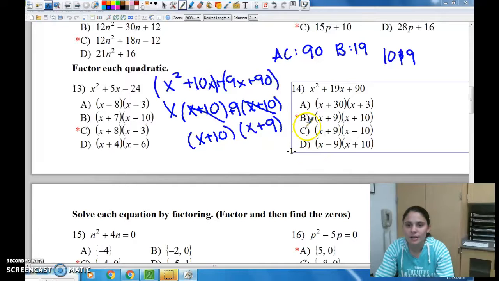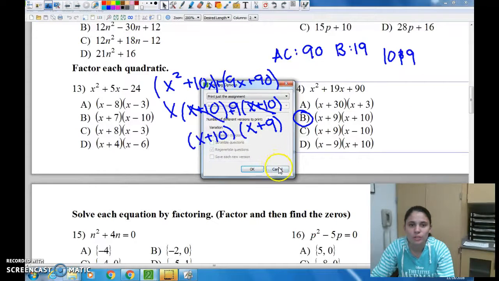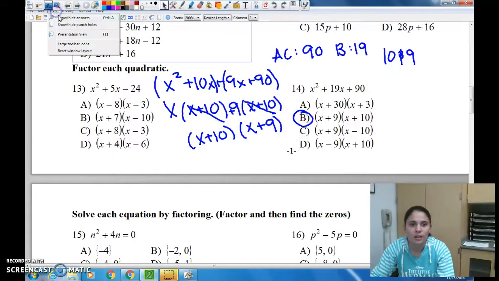So then I come over here, and the answer is B, which has its nice star by it, so I know it's the answer, x plus 9 times x plus 10. And then we'll go ahead and switch to the next page and start on 15 and 16.